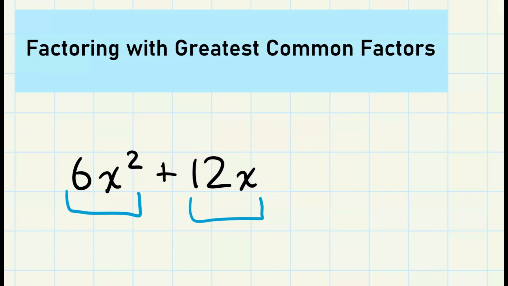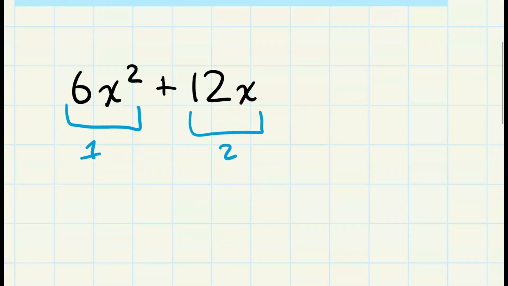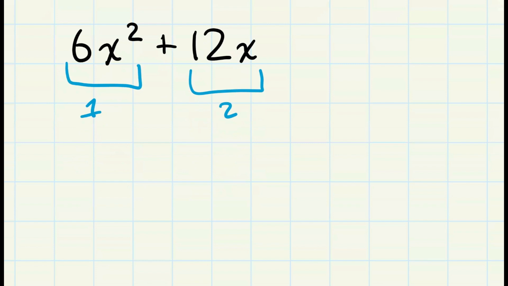Okay, so now that we've determined we have term 1 and we have term 2, let's talk about what we can do to them to put them into factored form. When we're using greatest common factors to write out factored form, we need to determine all the factors of the two terms or multiple terms, and then we can divide it out. Okay, so what are the factors of 6x squared?